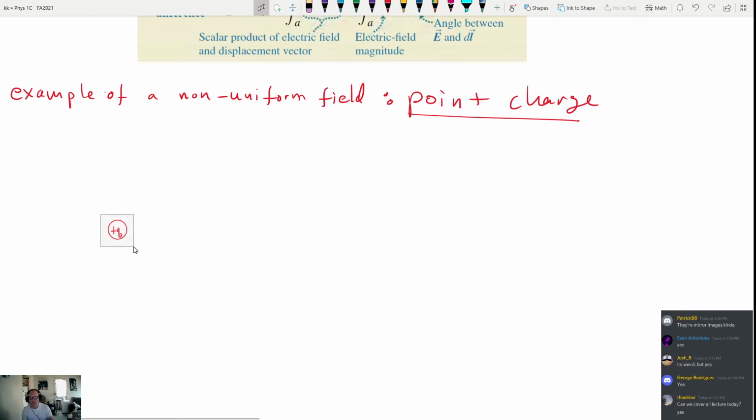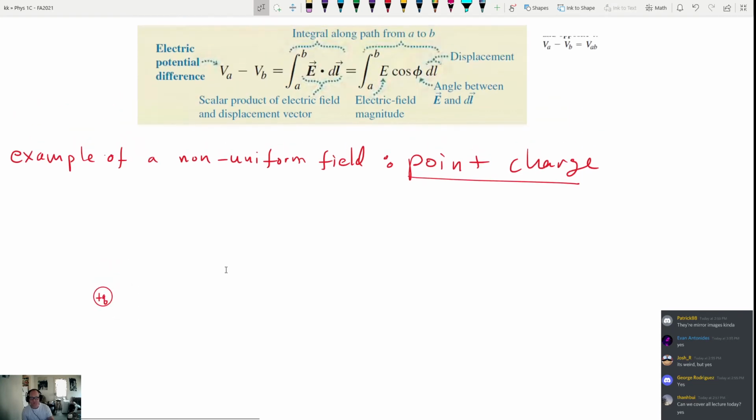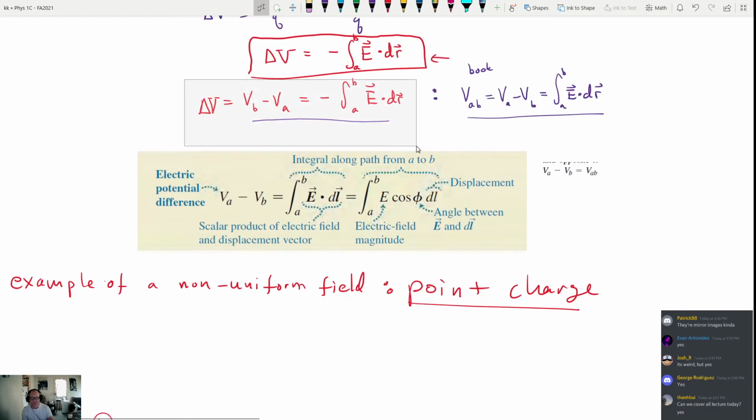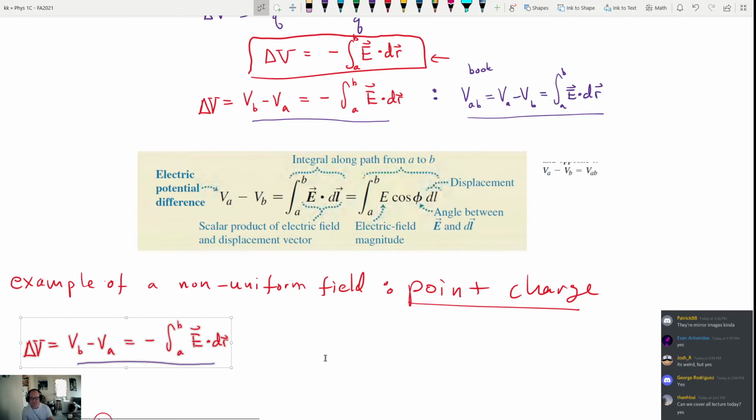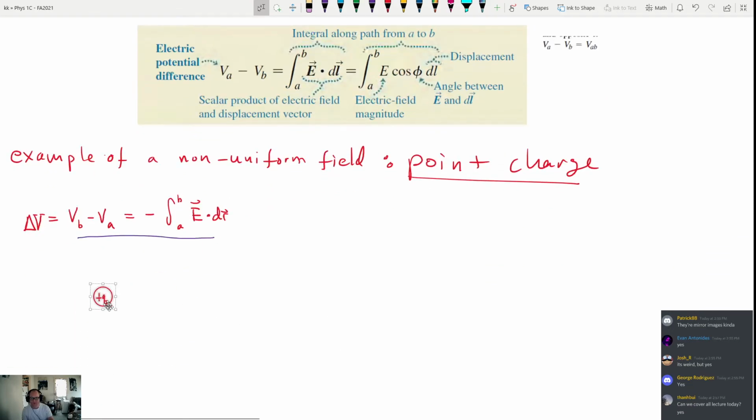All right, so we have a charge Q, and we're going to calculate the electric potential, not by using that equation. We're going to use my equation. I like it better. We're going to use that equation. We're going to find the electric field for a point charge.